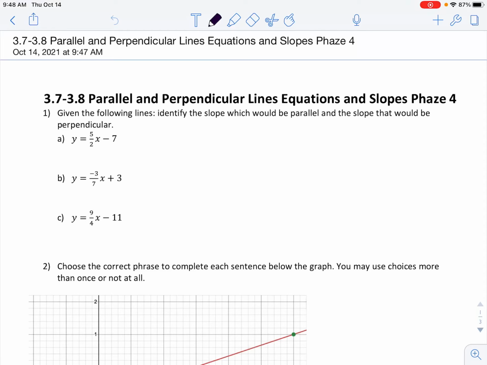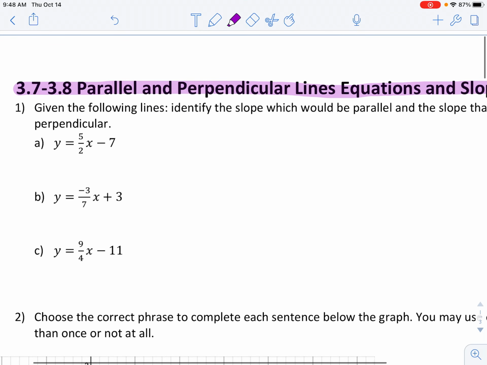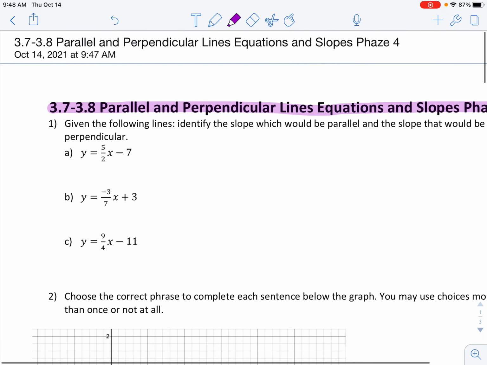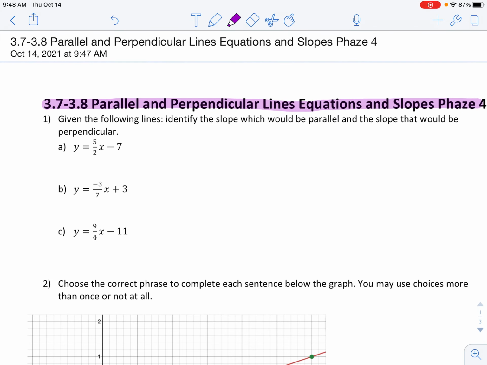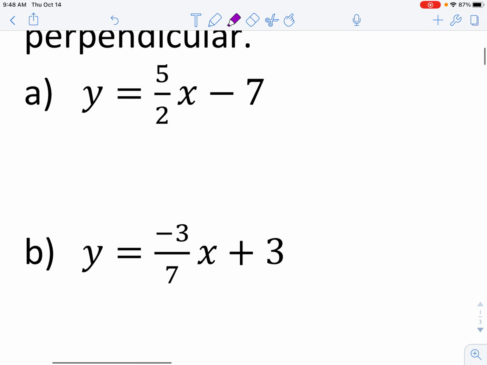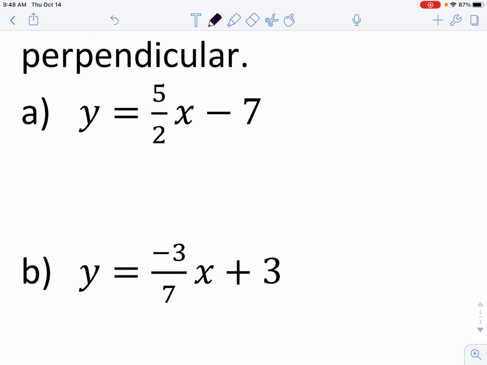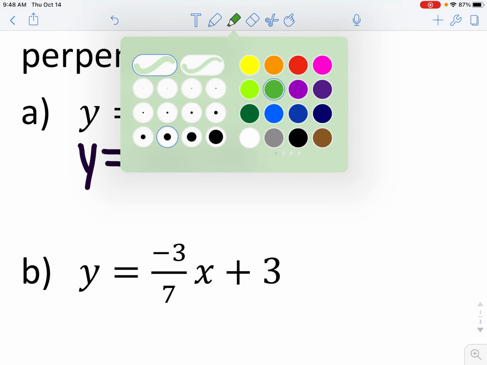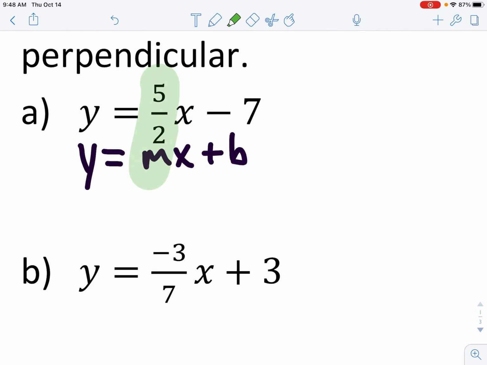Okay, students, so let's just dive into it and let's get after it. So 3.7 to 3.8, we're talking about parallel and perpendicular lines, their equations, their slopes. Phase 4, we've been talking about this all week. All right, so given the following lines, identify the slope which would be parallel, and the slope that would be perpendicular. All right, so basically, one thing we got to remember is that it's in y equals mx plus b form. So really, all we're worried about is this right here, the slope.